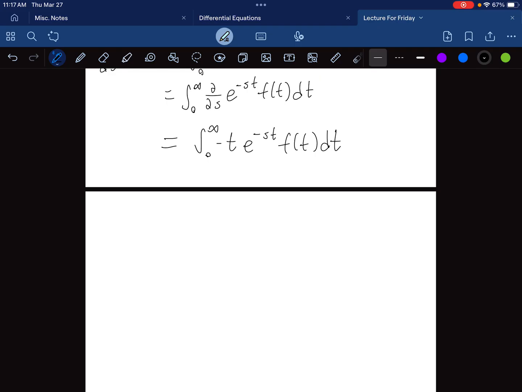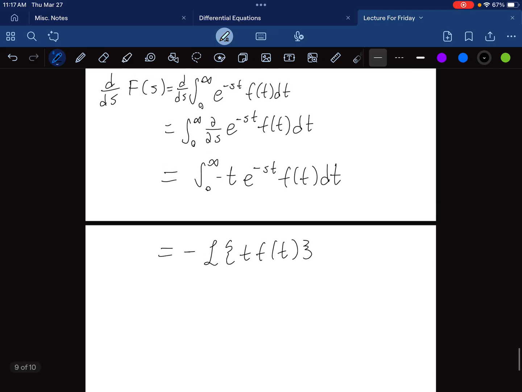And then notice that we're going to have the integral from 0 to infinity of e to the negative st times t times f of t. And that is just going to be, right, using the definition of our Laplace transform, the Laplace transform of t f of t. And so bringing this negative on the left-hand side, we get negative d/ds of F of s is equal to the Laplace transform of t f of t.